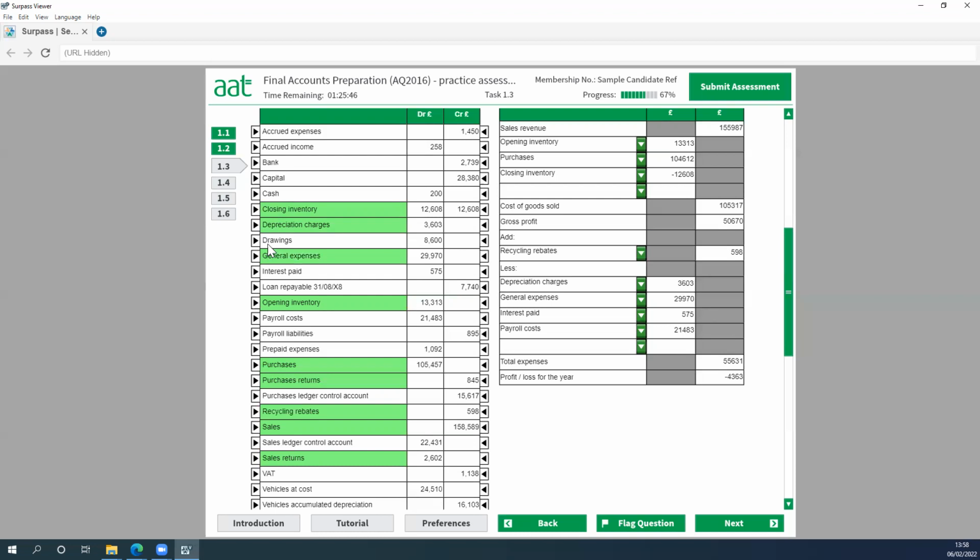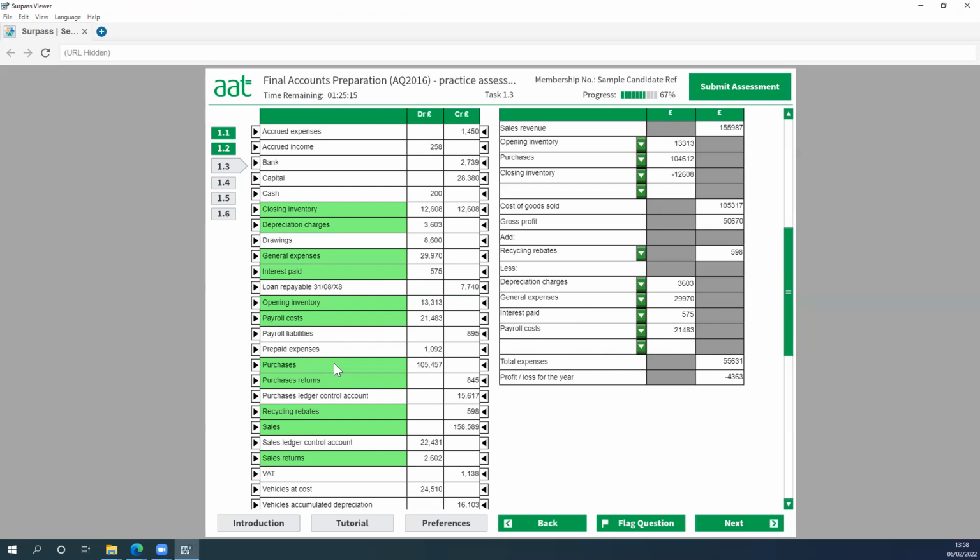So drawings, as you know, comes off your capital, your profits, when you do your statement of financial position. So general expenses, which is 29,970. Interest paid, £575 in interest. And we've also got our payroll costs, as we can see here, of 21,493. These are liabilities, aren't they? So these are statement of financial position figures.